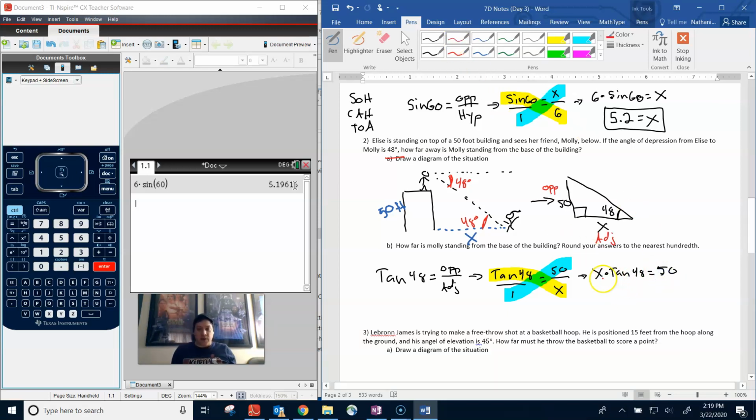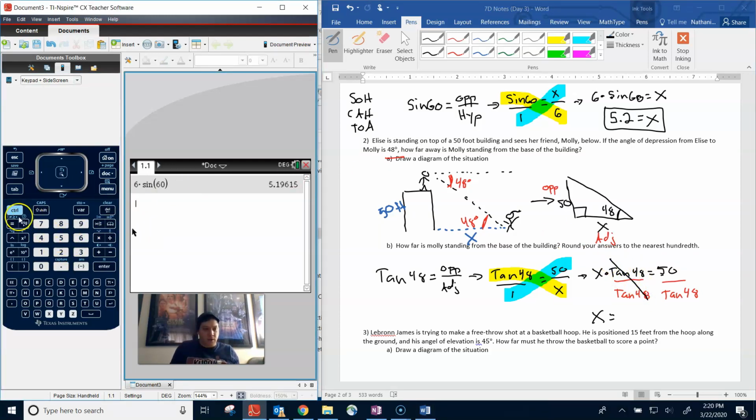If you watched the last video, what do we do in this situation? We have x times tan, and the opposite of multiplying by tan is to divide by tan. Not just on one side, but on both sides. Tan of 48. Then all you have to do is put that in your calculator. Tan of 48 divided by tan of 48 will cancel.